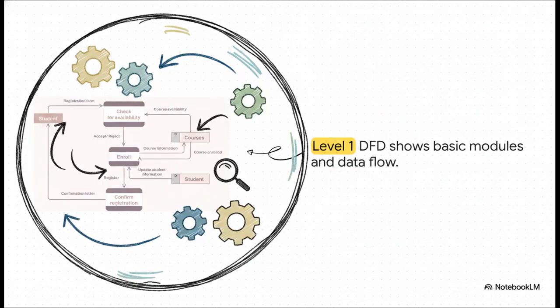But if we crack open that level 0 bubble and zoom into a level 1 DFD, we start to see the internal logic. The student's registration form flows into an availability check process. That process then interacts with a course's data store to see if there's actually space. Then it flows into an enrollment process, updates a student data store, and finally outputs a confirmation letter back to the student. We are finally seeing the gears turning inside the machine.